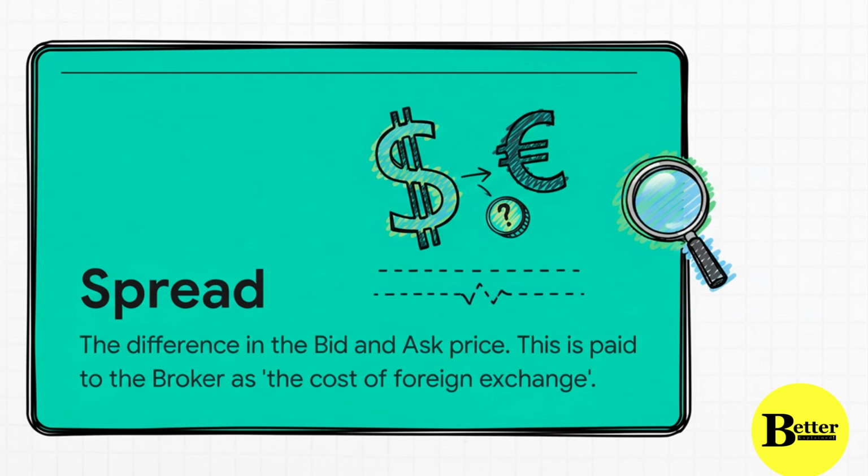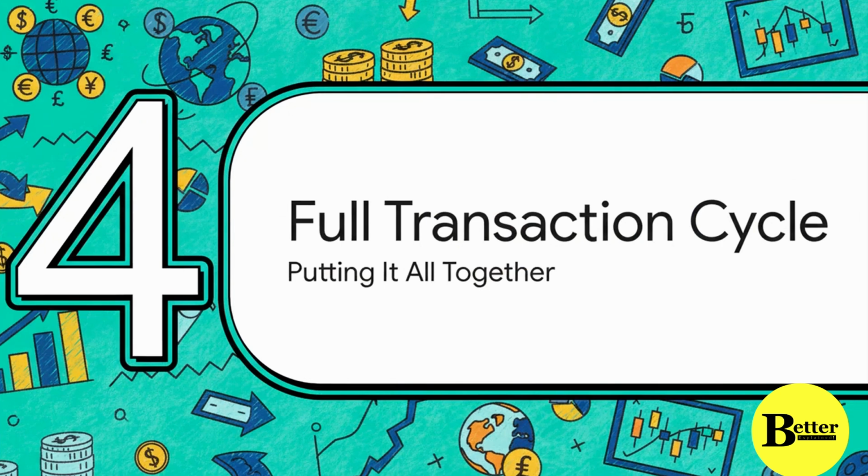Now, this isn't just some random gap. This is the broker's fee. It is literally how they get paid for making the trade happen for you. It's their profit, and it's built right into the prices you see. Okay, time for the grand finale. Let's put all these pieces together and walk through a full real-world transaction cycle to see how the bid, the ask, and the spread all come together.